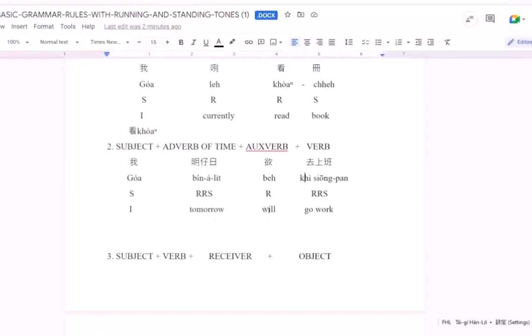So, I tomorrow will go work. Gua is I, binadit is tomorrow. And actually, if we break this down even more, bin is more like the next, bina is next, and then dit is day. So this literally means next day.